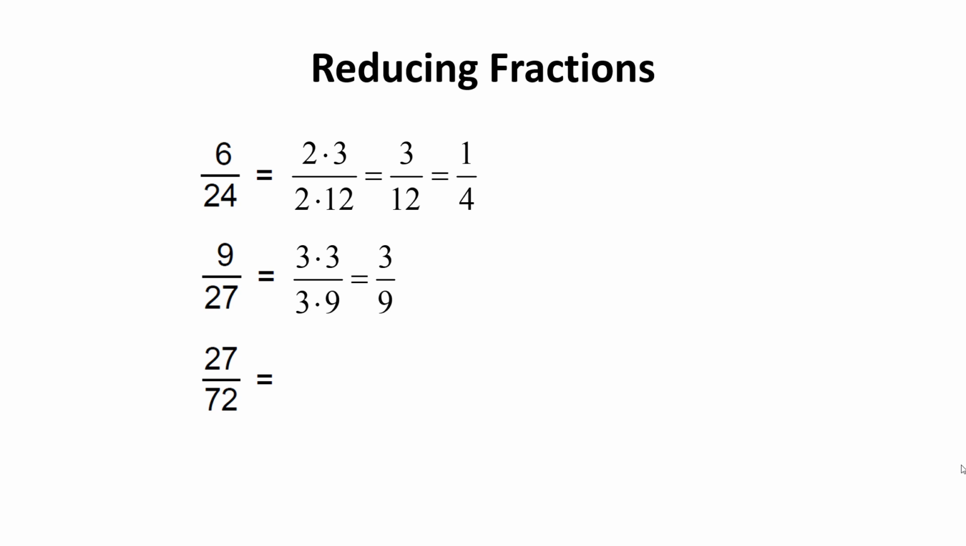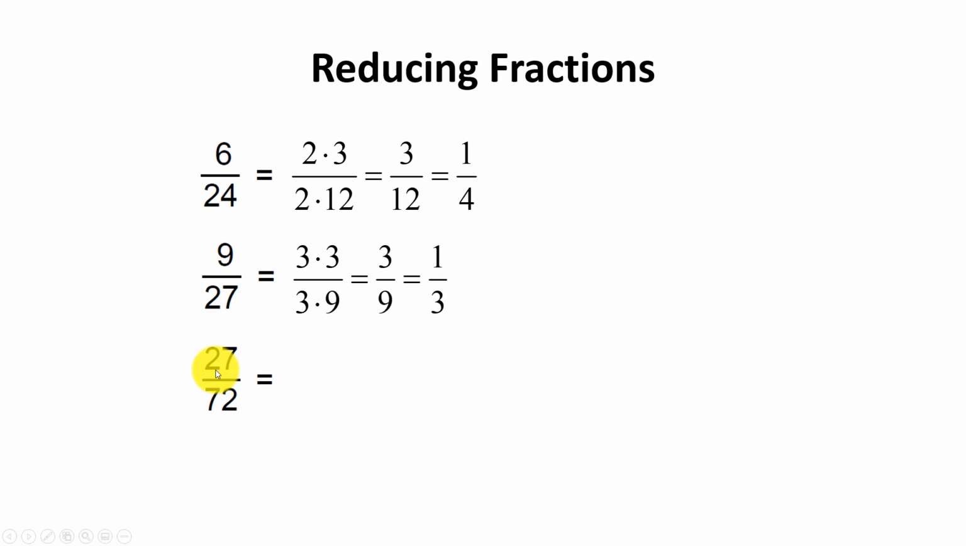And of course, 3 over 9 can be reduced. 3 goes into 3, 3 goes into 9, and that reduces to 1/3. And again, if you use the trick, let's take the highest factor here in this numerator. In this case, it turns out to be 9. Is 9 a factor of 27? And the answer is yes. So this reduces to 1/3.